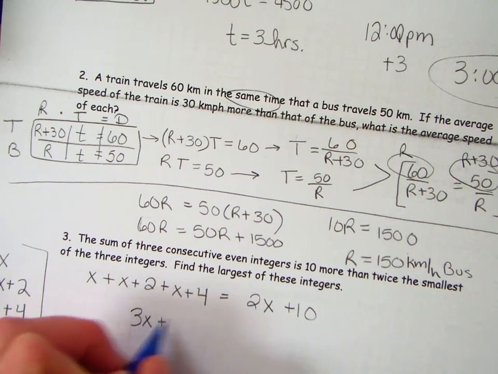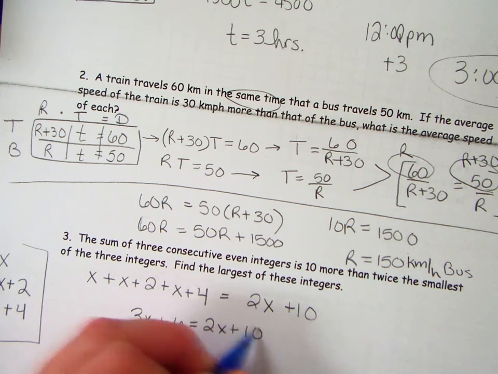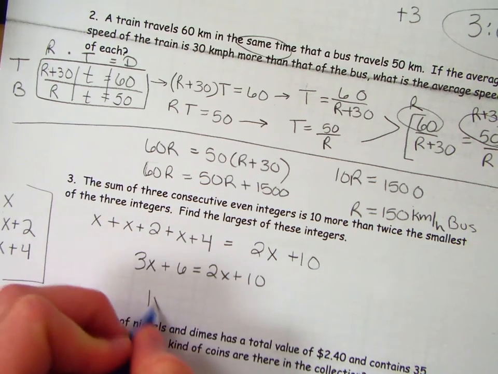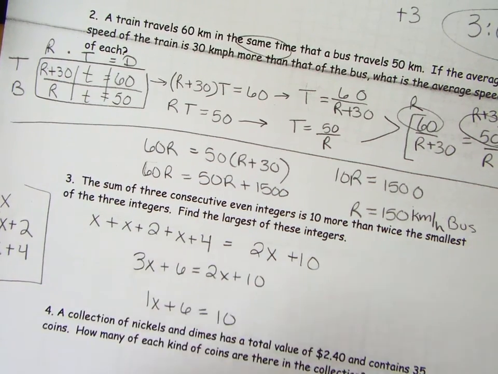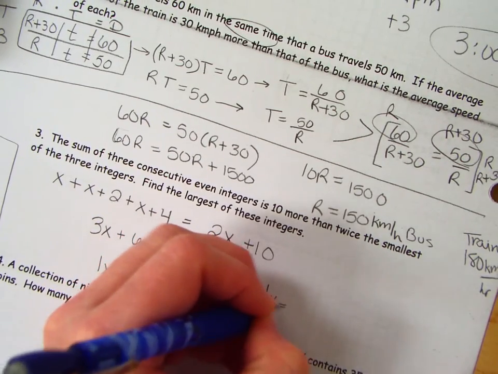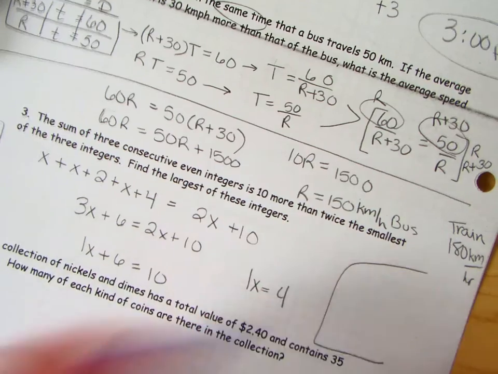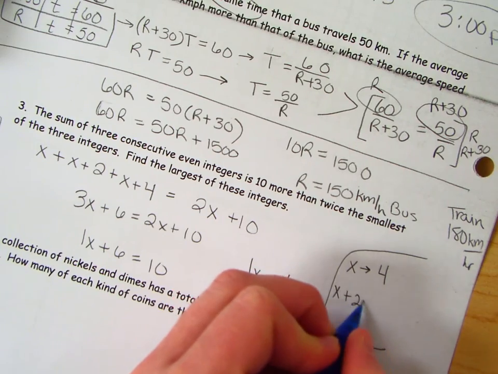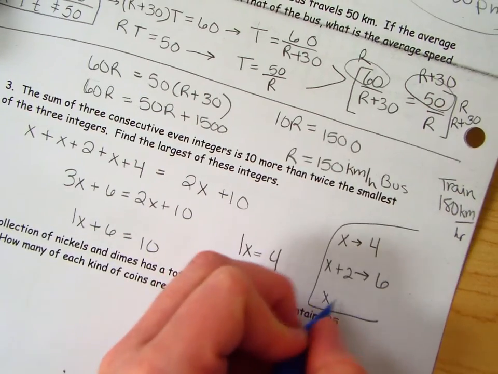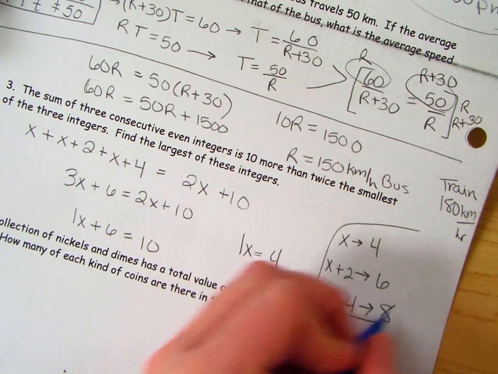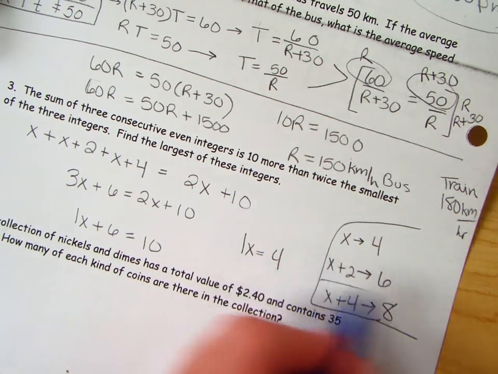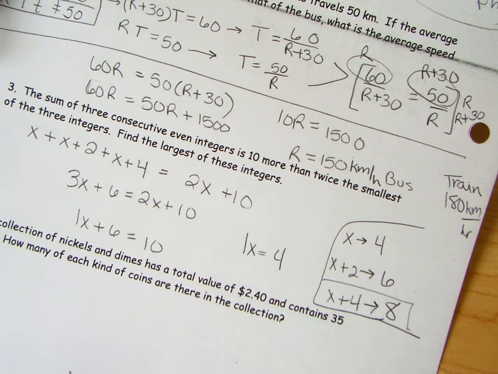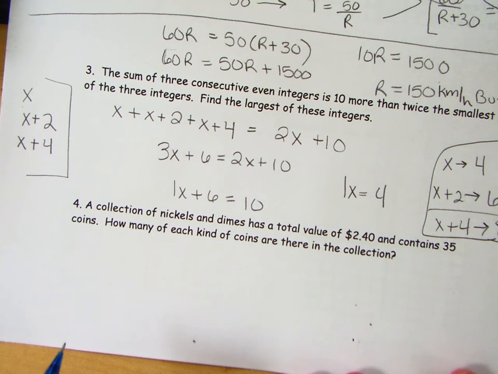Now you're going to combine your like terms, take the variables to the left, divide, and solve. Okay, the problem asks you to identify just the largest, but in order to do that, you had to find the smallest is 4, the next one is 6, the next one is 8. So just 8 is really your answer.